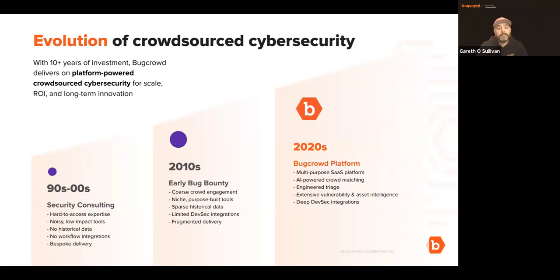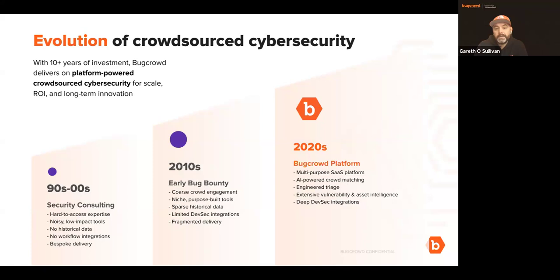Moving forward into the 2010s, that's where early bug bounty and our commercial efforts started to appear. In the early days, the crowd engagement, curation and management was coarse, hit and miss, and patchy. It was considered somewhat niche, with limited historical data, limited DevSecOps integrations, and again, patchy delivery models and capabilities.